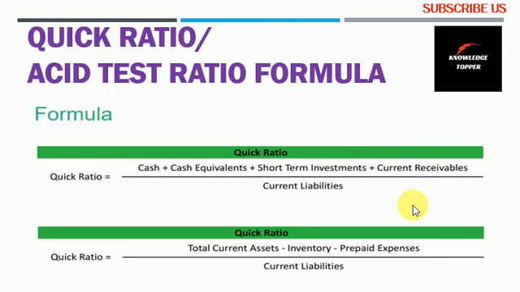By simply subtracting inventory. As you can see, we have total current assets, and you subtract inventory and prepaid expenses from that, and then divide it by current liabilities. So you can also apply it this way. We will do an example now, so it will be clearer to all of you. Let's quickly move to the example that I prepared for you.